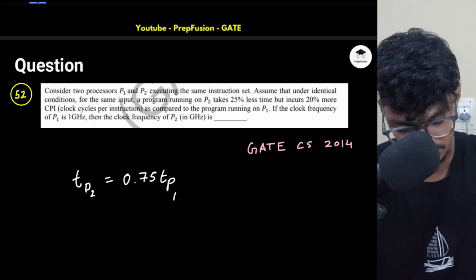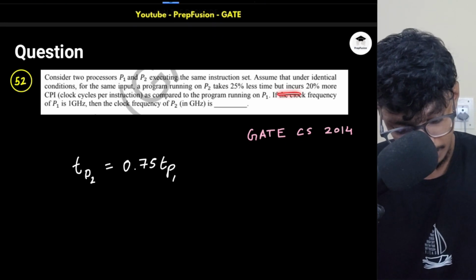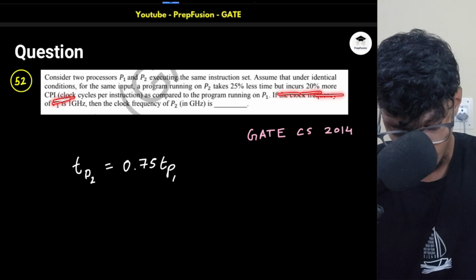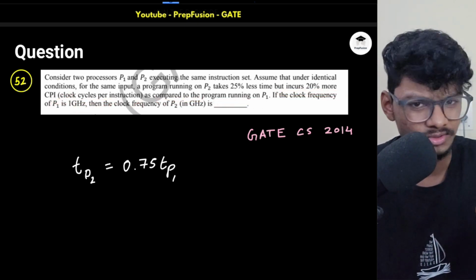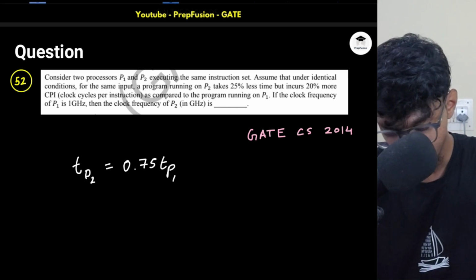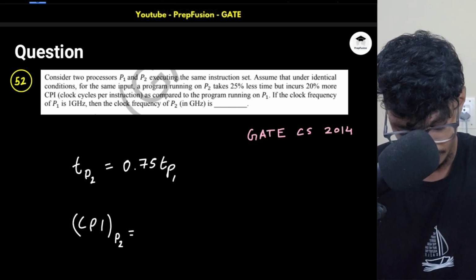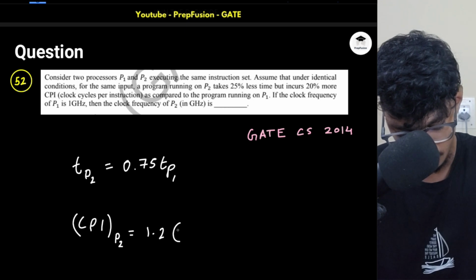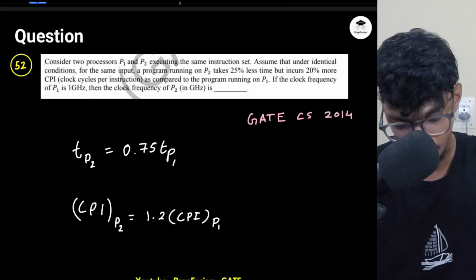This is the first equation. And what is the other equation? The other equation is that it incurs 20% more CPI, clock cycles per instruction, as compared to the program running on P1. So it depends on processor to processor. It is telling me the CPI of P2 is 20% more. So it will be 1.2 times the CPI of P1. Now what are they asking me?